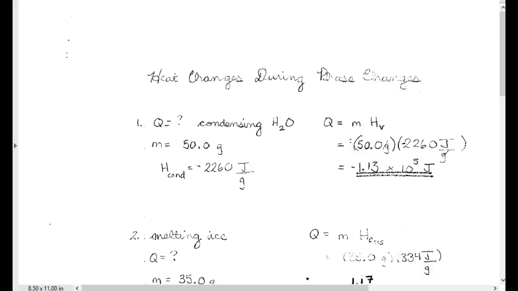Okay, let's take a look at question number 2. The key word here was melting. That tells you that you need to use your heat of fusion formula. So mass times heat of fusion. And you had to make sure that you use the number 334 joules per gram, the heat of fusion number. So that's 35.0 grams times 334 joules per gram. There should be 3 sig figs, 1.17 times 10 to the exponent 4.